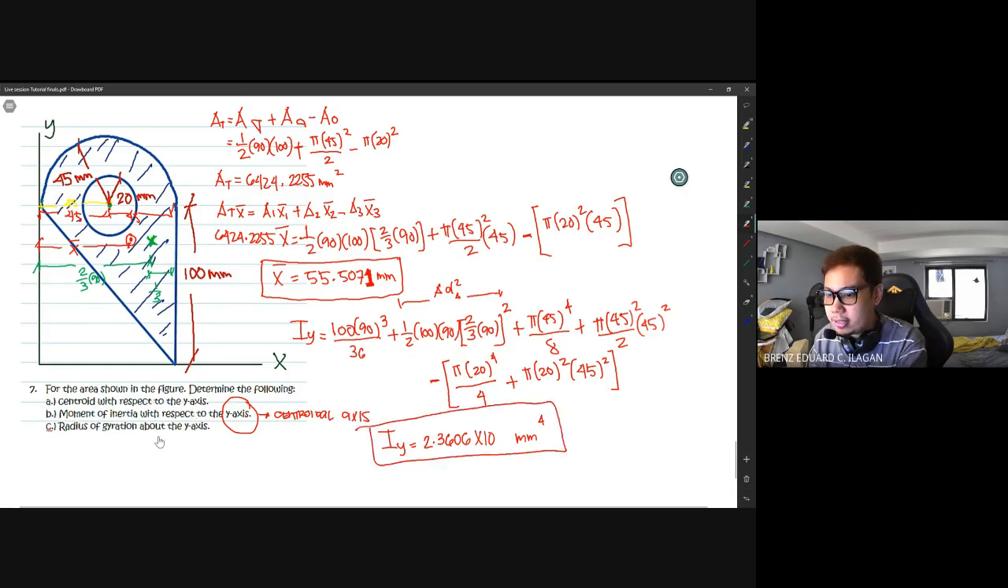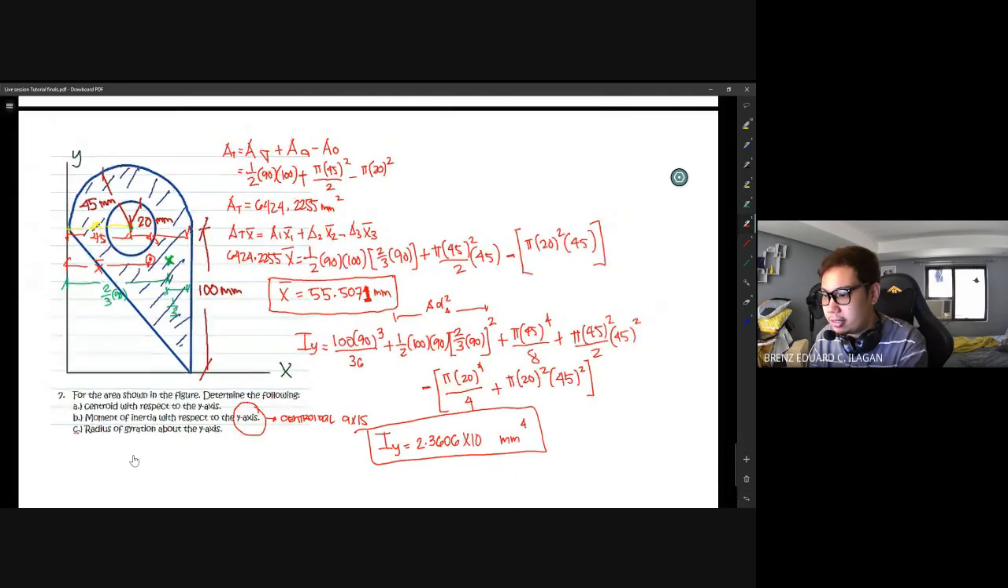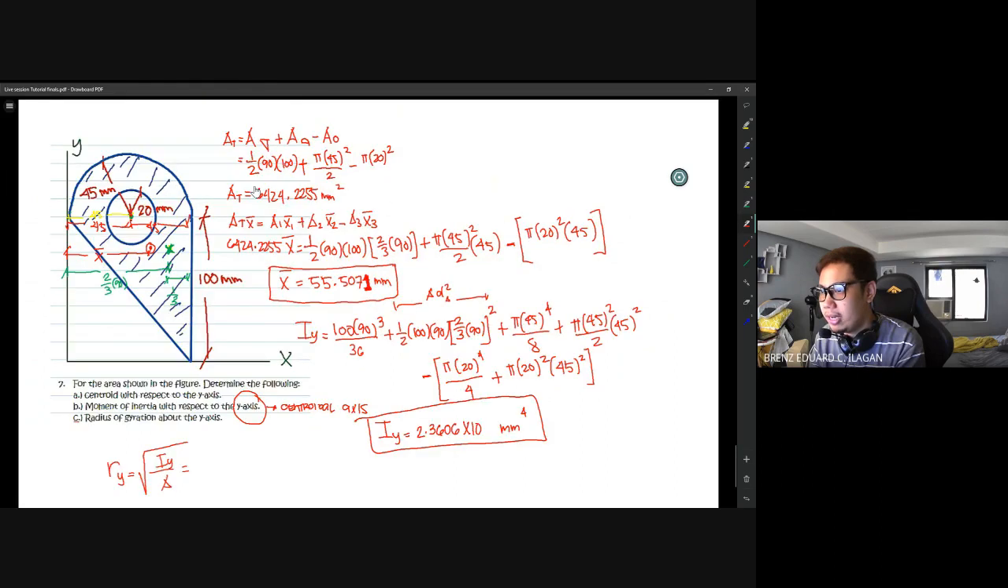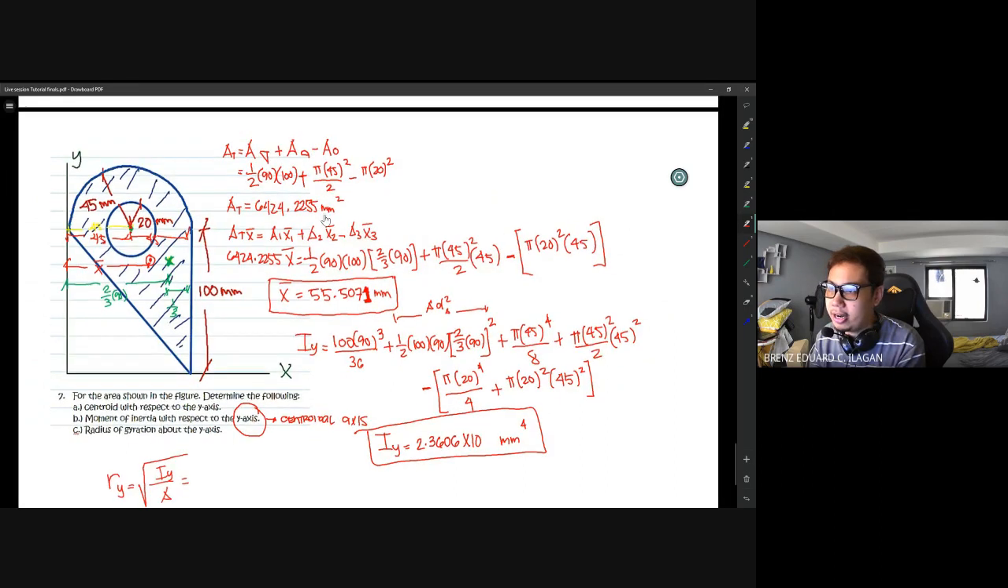And then next, so radius of gyration, guys, binigay naman yan sa lecture nyo. So, that is simply equals lang sa square root ng I over A. So, yung Ry mo with respect to sa y-axis, square root of Iy over area. So, yung nakuha natin sagot dito, i-divide mo lang ng total area.